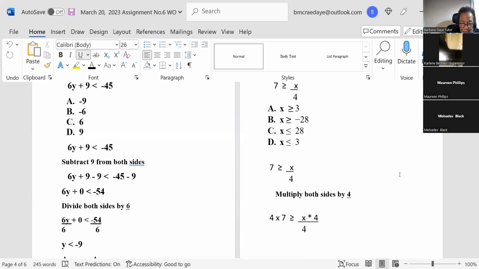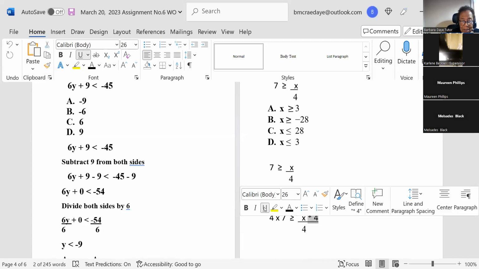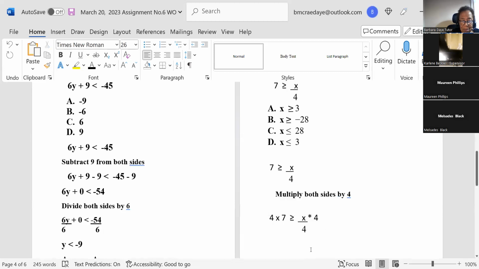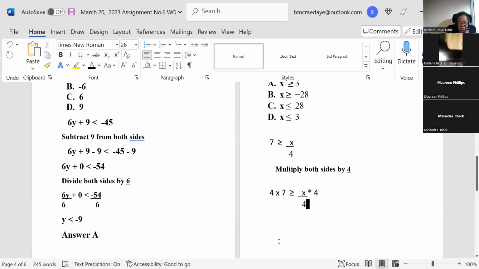Because we've got the x and I don't want to use the x for the multiplication. So we multiply that by 4. Let me just take out the underlines. Now on the left side, what do you have, Mercedes? On the left side, I have 4 times 7. And what's that equal to? 28. Very good, 28.